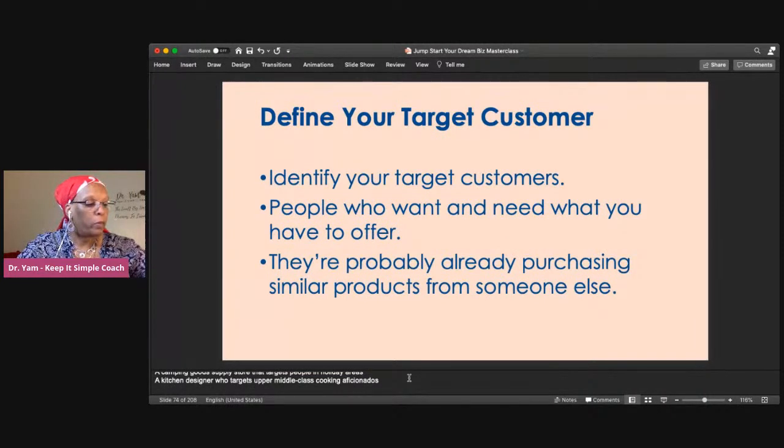Uh-oh. The screen just broke. Okay, moving on.